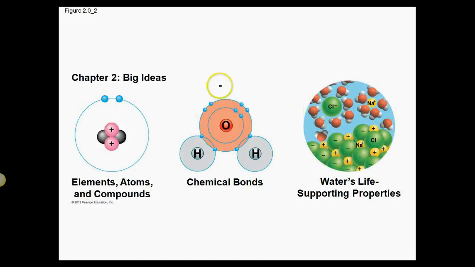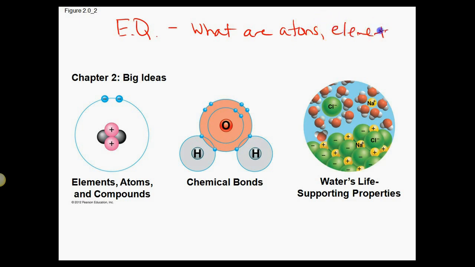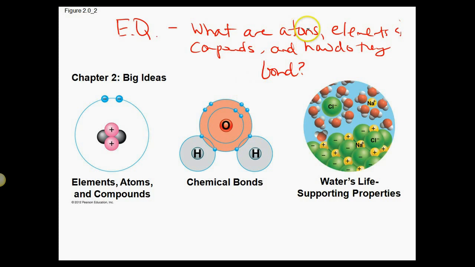All right, so some big ideas and concepts. Our essential question for this section will end up being, what are atoms, elements, and compounds? See how this works so lovely here? And then we'll just add on to it, and how do they bond? So that's your essential question. What are elements, atoms, and compounds, and how do they bond?